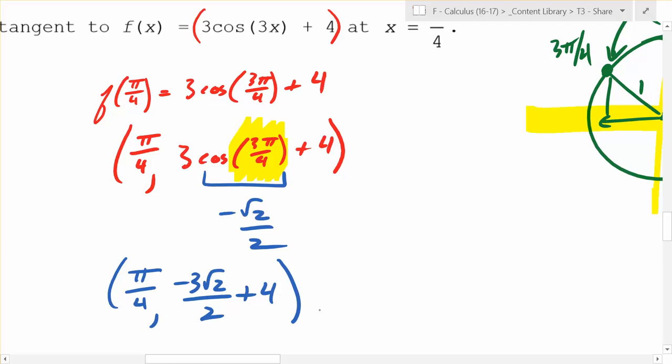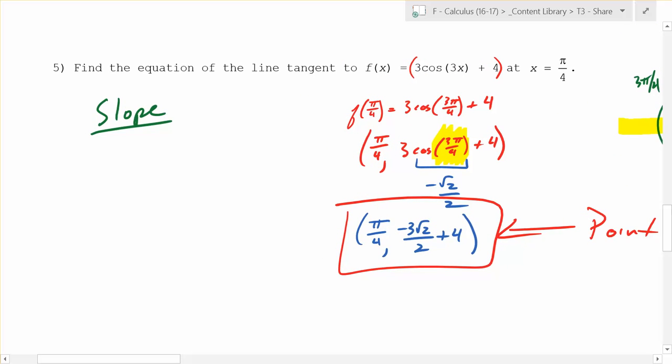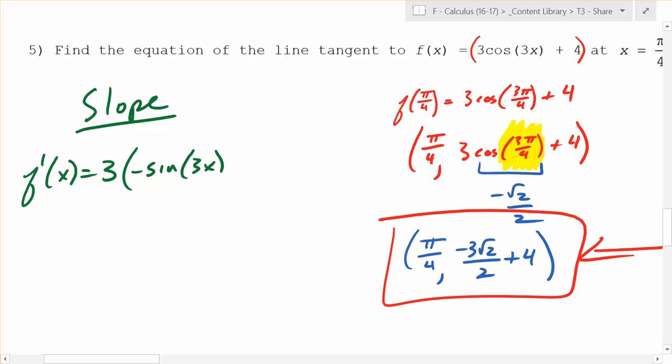Can you scroll back to the unit? So we have the point. So now we need to find the slope. What do we need to find first in order to find the slope? Yes, m is the slope, but what do we do to that function? We take the derivative. So f prime of x will equal 3 times what? What is the derivative of cosine? Negative sine of 3x, but what do we have to multiply by because of the chain rule? 3. What's the derivative of 4?